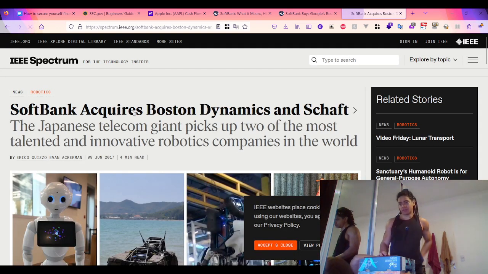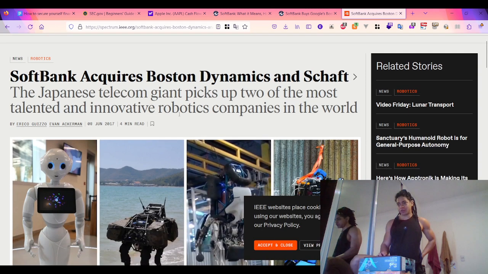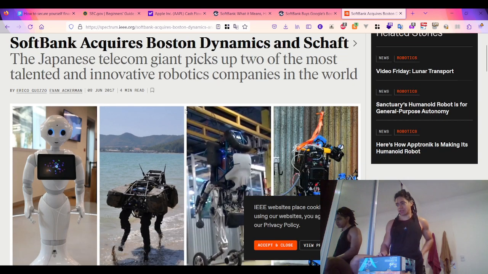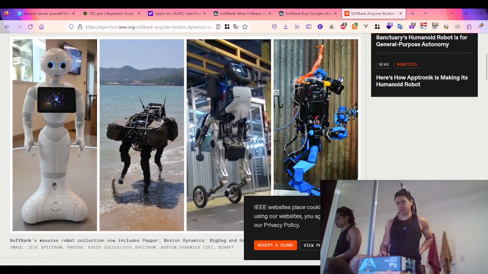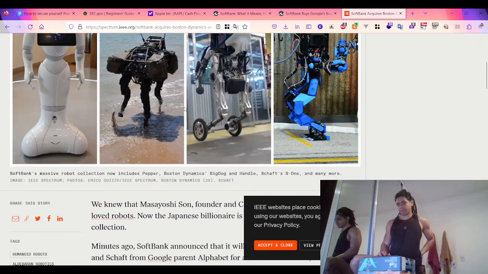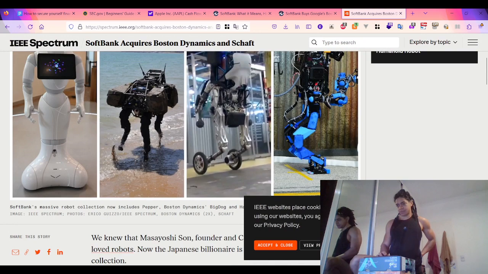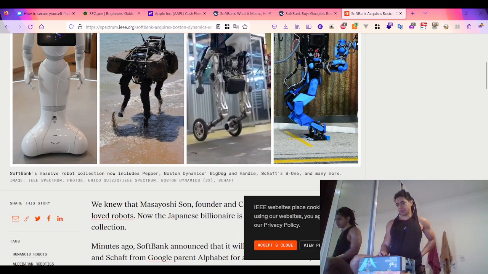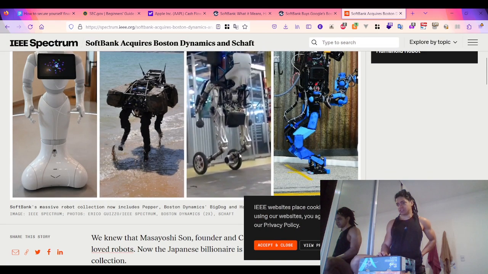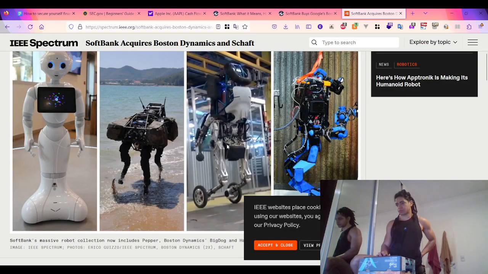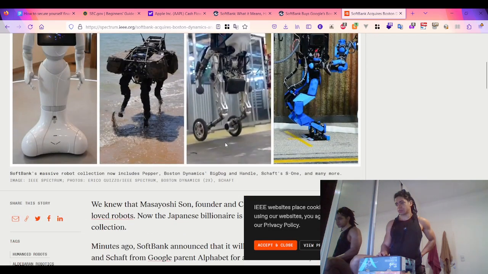SoftBank acquires Boston Dynamics and Schaft. The Japanese tech giant picks up two of the most talented and innovative robotics companies in the world. Boston Dynamics, Big Dog, and Handle, Schaft, and many more.